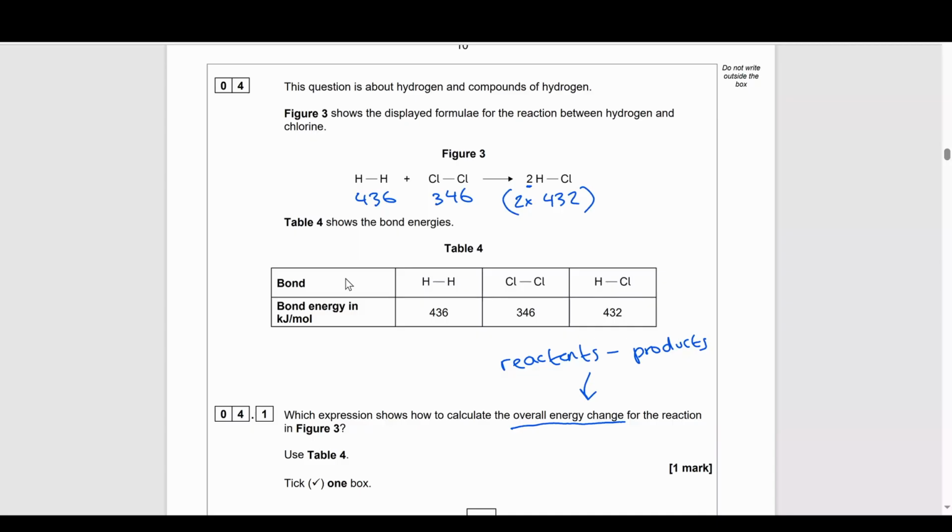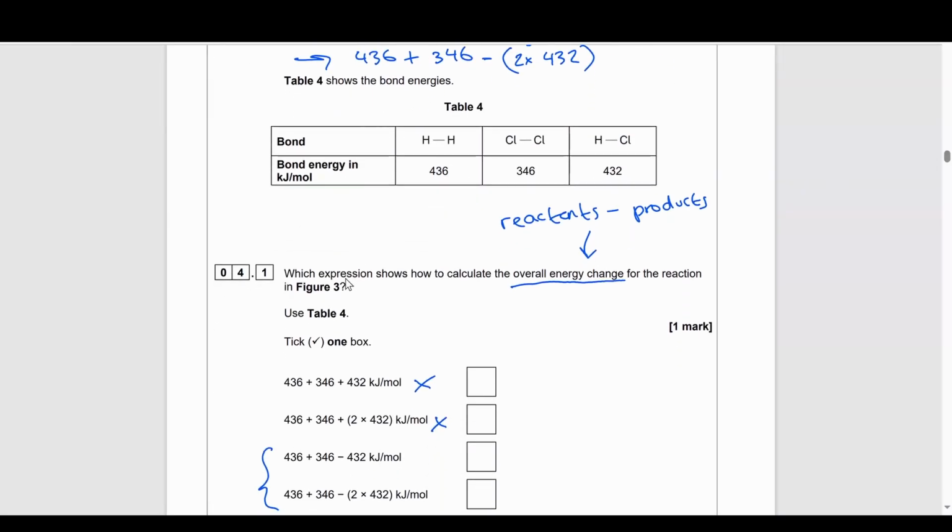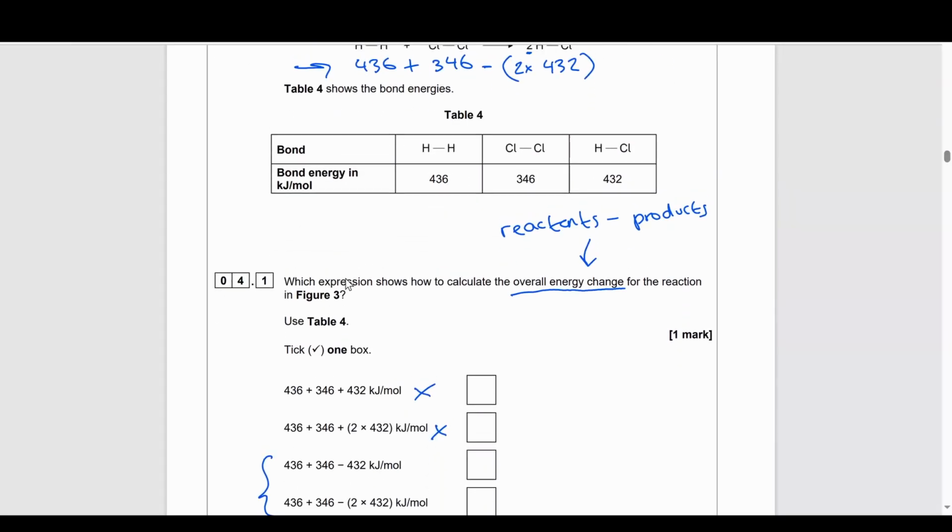So remember that for our reactants, which in this case is hydrogen and chlorine, we need to find the total for that. And then we would need to subtract that from our products. So here is our expression. Which one matches that? As you can see, it is the fourth one.